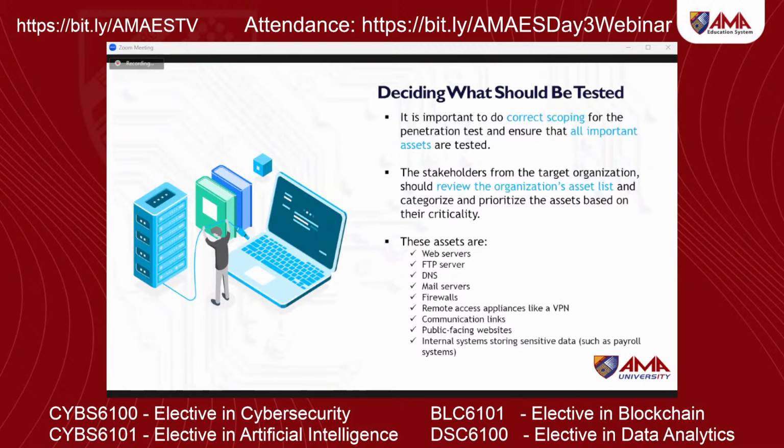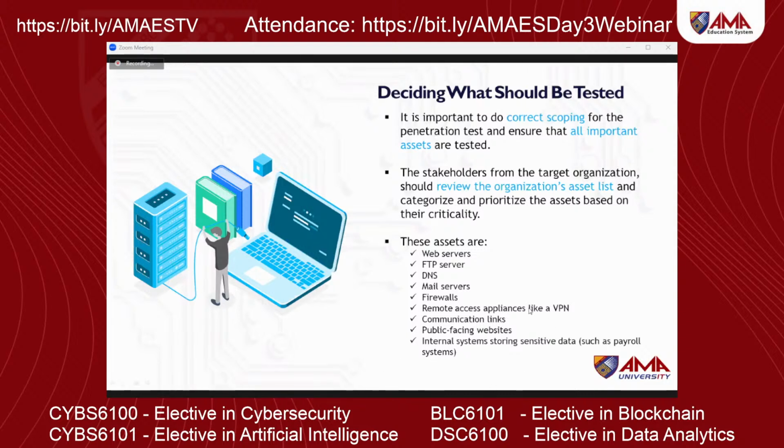Companies will decide what should be tested. So it is important to do correct scoping for the penetration test and ensure that all important assets are tested. Now, the stakeholders from the target organization, nire-review yung organization's asset list and kinakategorize kung ano yung pinaka-precious assets, and prioritize the assets based on their criticality. Okay, so kung ito bang asset na to ay tinamaan ng hacking, mas malaki bang epekto nito sa company?